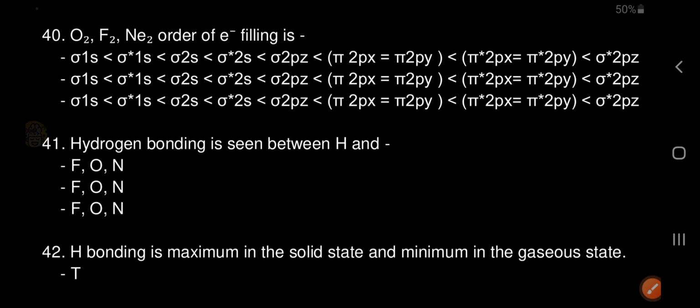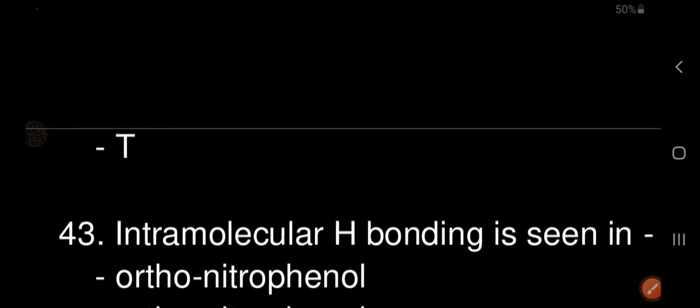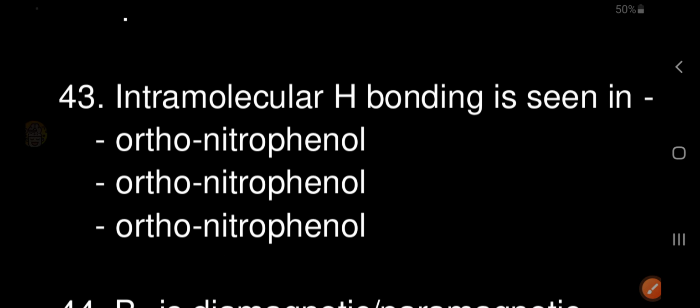Hydrogen bonding is seen between H and electronegative atoms like fluorine, oxygen, nitrogen. H bonding is maximum in the solid state and minimum in the gaseous state. True. Intramolecular hydrogen bonding is seen in orthonitrophenol.